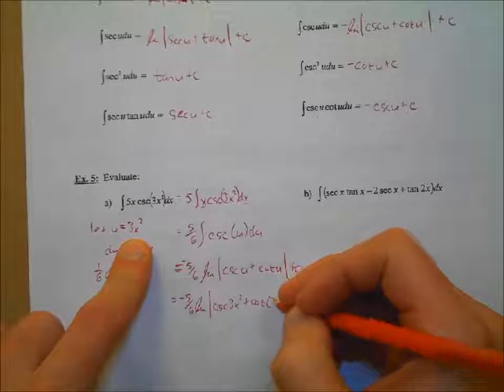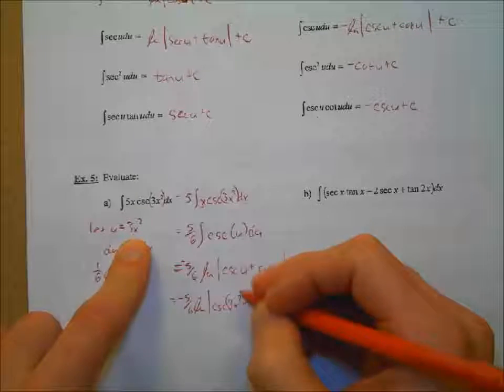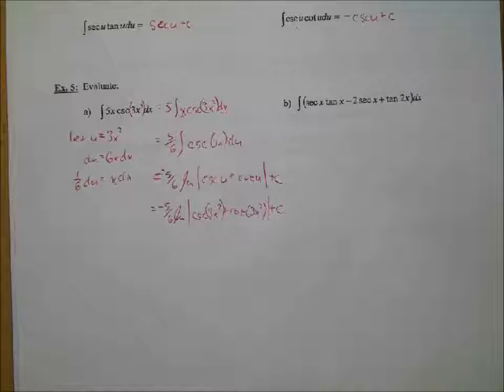So cosecant of 3x squared plus cotangent 3x squared plus c. Okay. It's not necessary to put parentheses around the 3x squared if you don't want to. Might not be necessary, but I like to do it just because it shows that 3x squared is inside the cosecant there. I know it can be confusing about what's inside, what's outside of our trig functions.